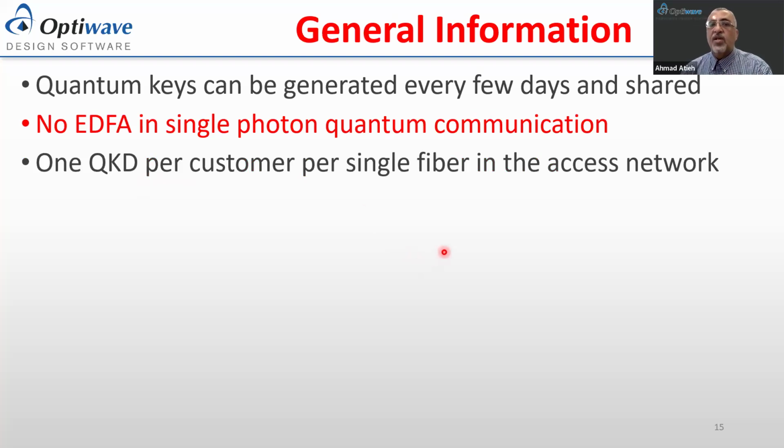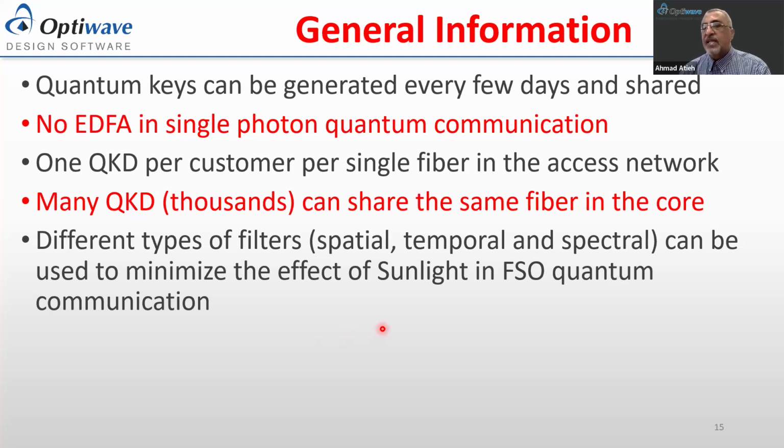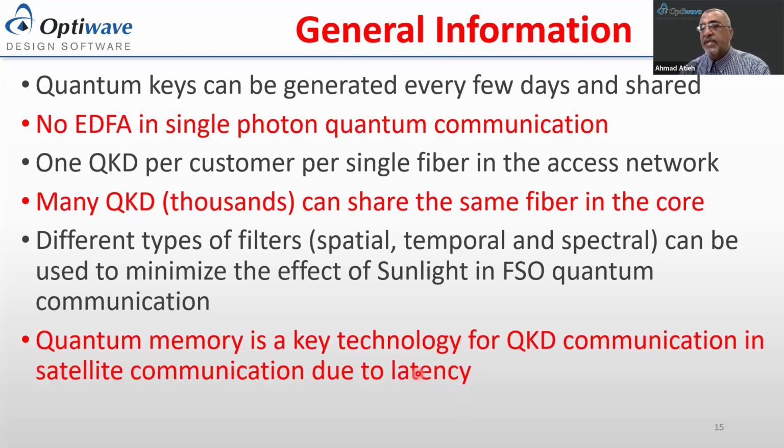In quantum key distribution also, usually you have one key per customer on a single fiber, especially in the access network, and you can combine this quantum key distribution or keys and share them on the same fiber in the core. Different types of filters can be used, spatial, temporal, or spectral filters, to eliminate the noise coming from the sunlight, especially with free space quantum communication. And when you do, for example, satellite quantum transmission or communication, memory components are key. Quantum memory is a component which is used to overcome latency issues.